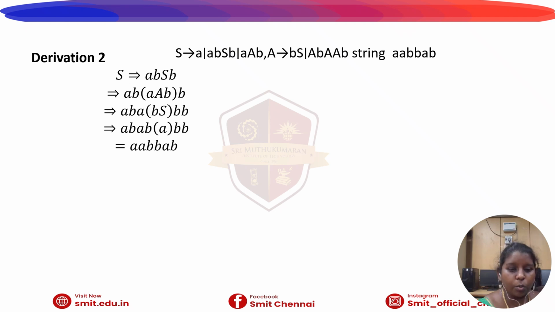For derivation 2, we are going to draw the parse tree. First, I'm taking S and replacing it with A, B, S, B. For S, I'm going to replace with A, B. And for A, I'm replacing with B, S. And for S, I'm replacing with A. Here we got the string A, B, B, A, B.